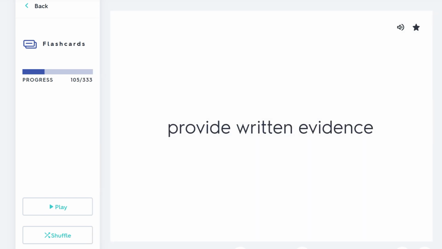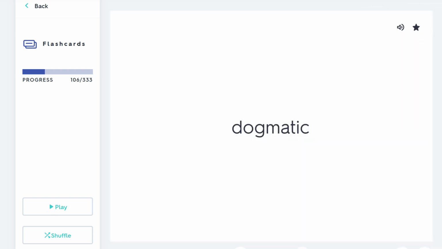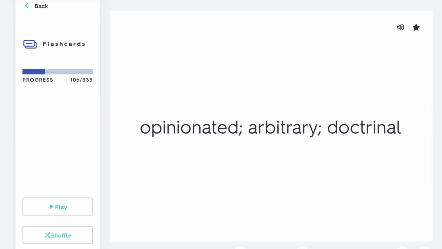Document. It's fairly simple. Provide written evidence. Of course, it means like a Word document, a piece of paper or an online document. Or to document something, and this is what people often don't know, means to provide written evidence to support what you're saying. I can document that his behaviour was atrocious and aberrant. I've got the written evidence. I can document that. Dogmatic. Opinionated, arbitrary, doctrinal. Ideological, so dogmatic. Has his set belief and just doesn't change. Has his dogma, his belief, and is therefore so dogmatic. Doctrinal, arbitrary, opinionated, ideological. Set in his ways. Dogmatic.